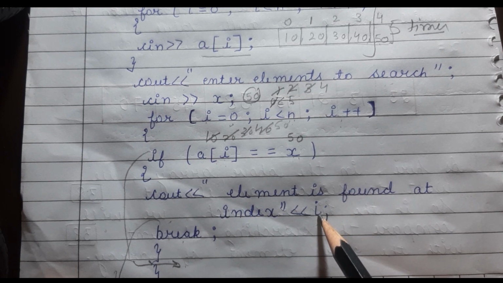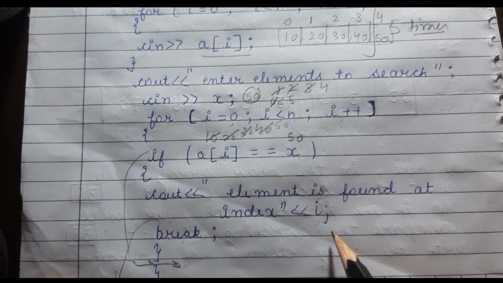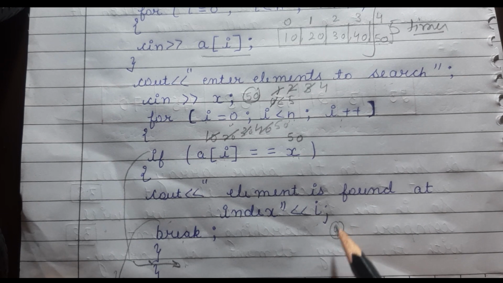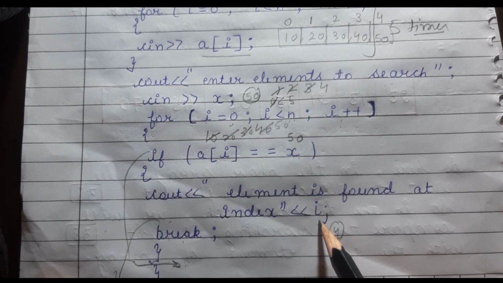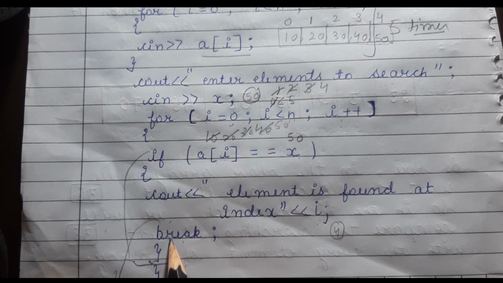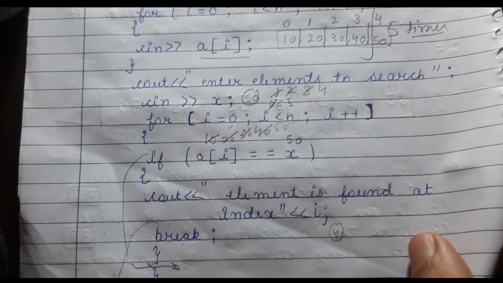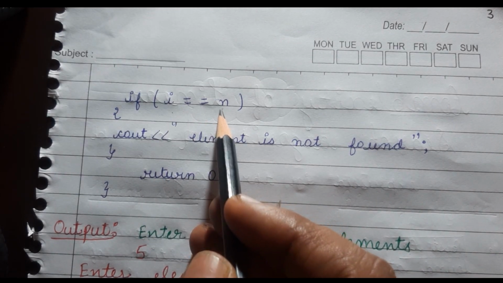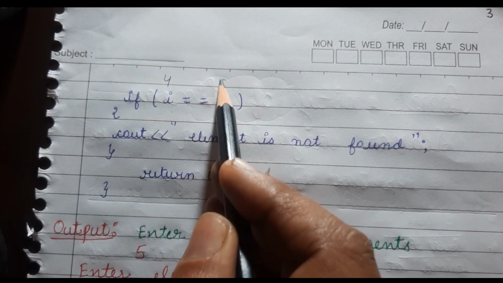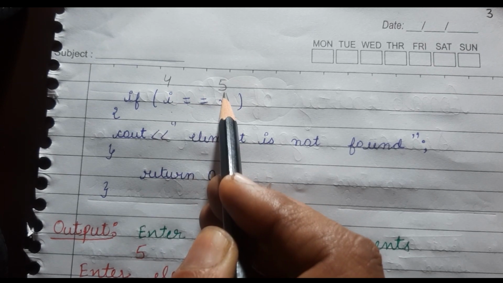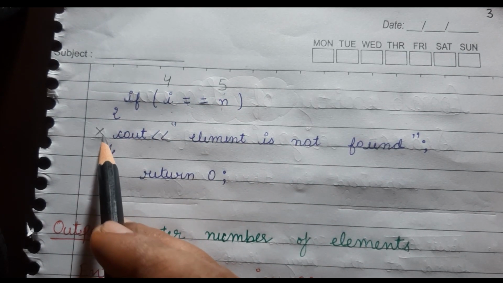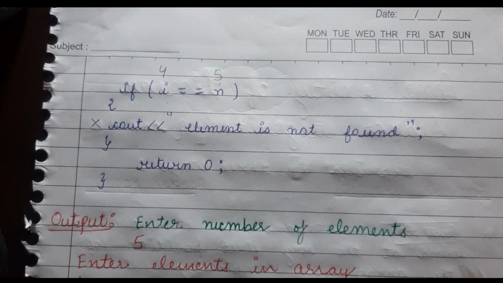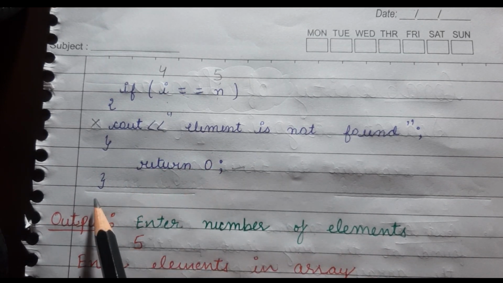Now what is the value of i? Here i has a value 4, so it will display the value 4 for the i variable. After this, break is encountered. When break is encountered, control jumps out of the for loop. And after this, we check this condition. If i == n, the last value of i is 4 and n has a value 5, 4 == 5, the condition is false. So this statement is not executed in this case. Okay, and after this, return 0 and the program ends.